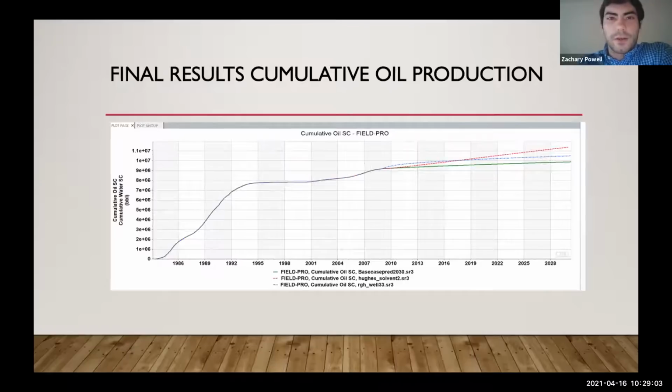And this is our final results. So this is all three in one graph. So we have base case in green, we have solvent in red, and we have the new infill well 33, and these are all cumulative production.